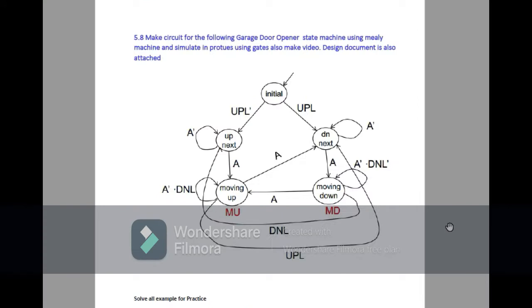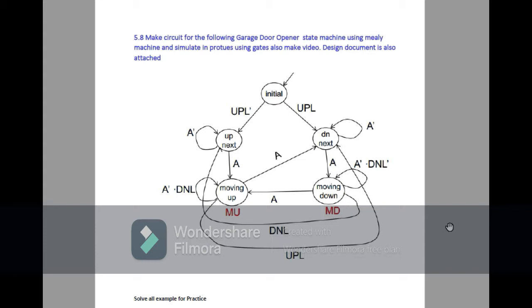Bismillahirrahmanirrahim. In this video we will learn how we can make the garage door opener by using the state table and state diagrams in Proteus. So this is our problem statement, which is to make a circuit for the following garage door opener state machine using Mealy machine and simulate it in Proteus using gates.